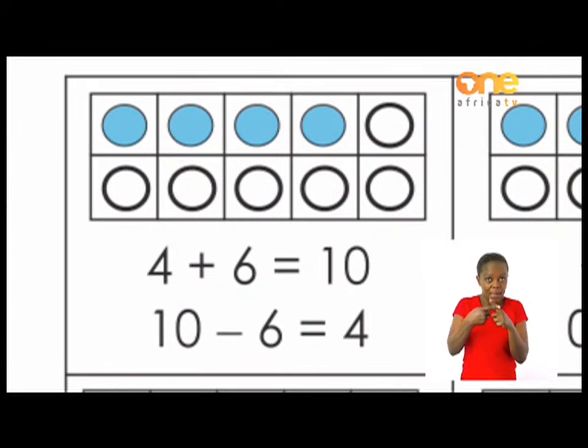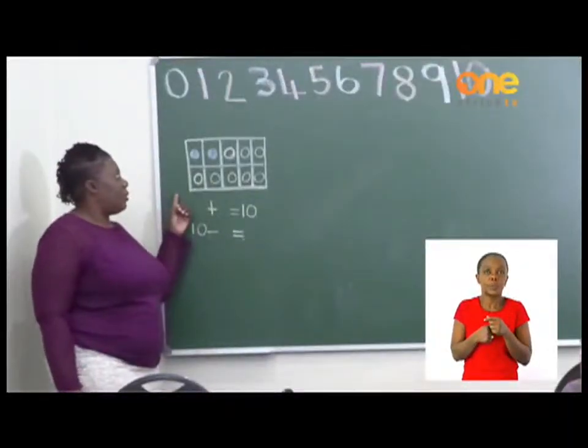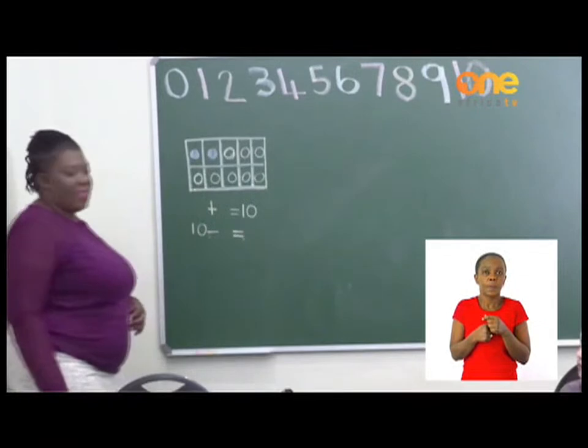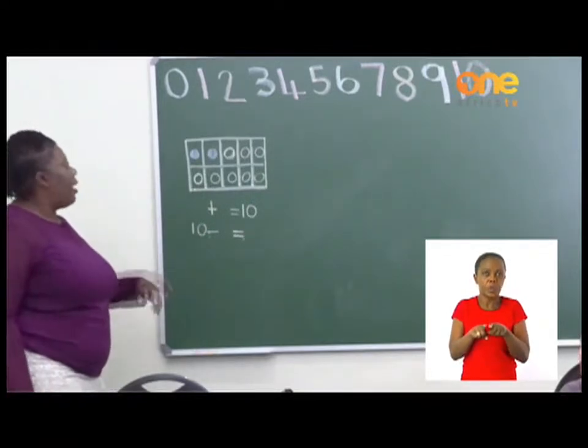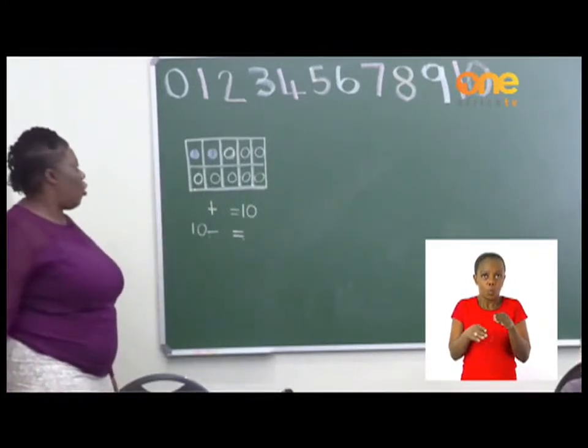And the opposite, 10 balls all together, we are going to remove 6 white balls. That is 10 minus 6, which is equal to 4, which is the blue balls. Now let's do the next example together on the chalkboard. The same thing like we did on the first example is what we're going to do on the chalkboard.